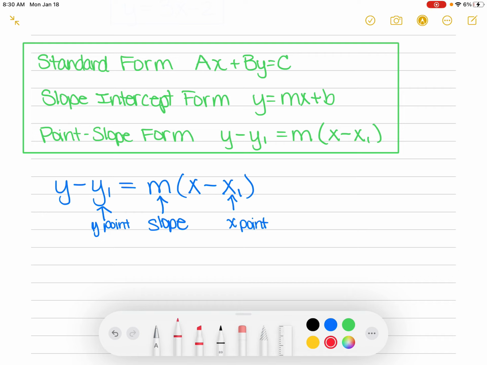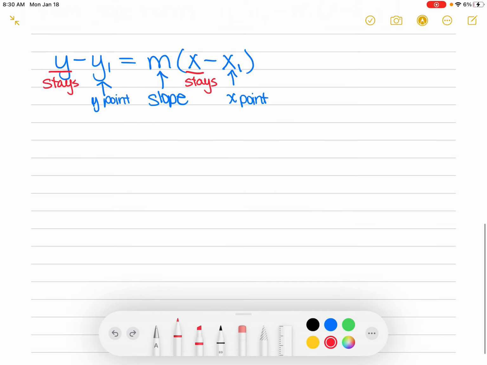Now, the other parts, this and this, the parts that just say X and Y, those are going to stay X and Y. Okay, so let's just write "stays." Okay, so these stay here. We're not changing those. We're trying to find points, or numbers, for all three of these. Okay, so let's go ahead and do an example.